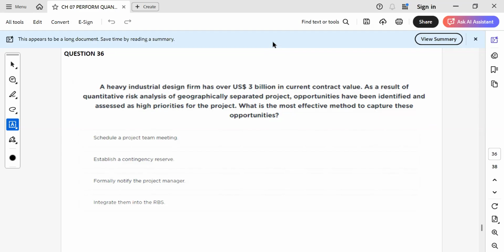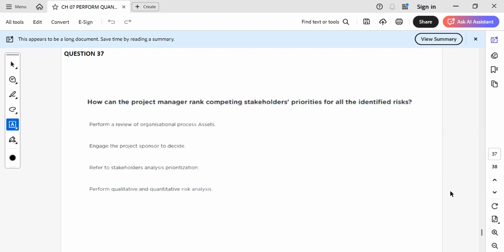So the keyword here is opportunities, right? Opportunities are always part of the contingency reserve. To capture the opportunities, we need the contingency reserve. So going by that, I'm saying establish a contingency reserve. Correct. 37.